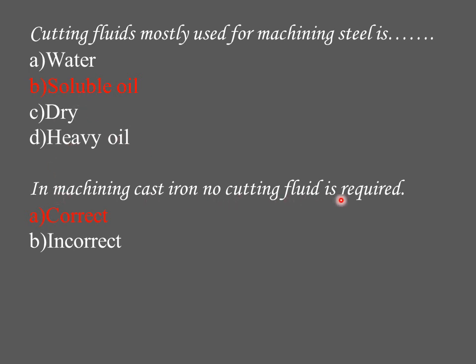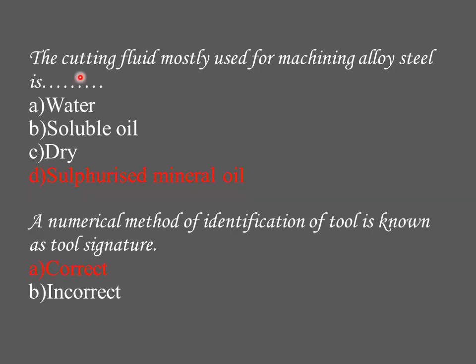In machining cast iron, no cutting fluid is required. The option is correct. The cutting fluid mostly used in machining alloy steel: previously we saw only steel, and here we will see alloy steel. If alloy steel is there, the correct answer is sulfurized mineral oil. If only steel is there, then it is soluble oil.